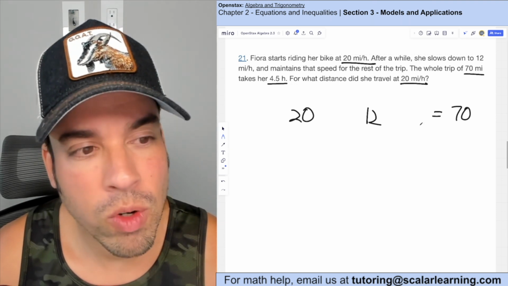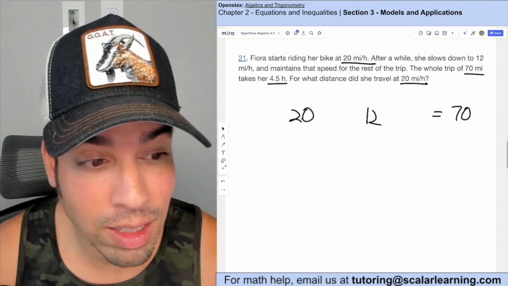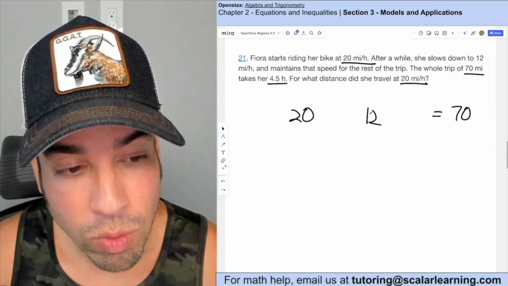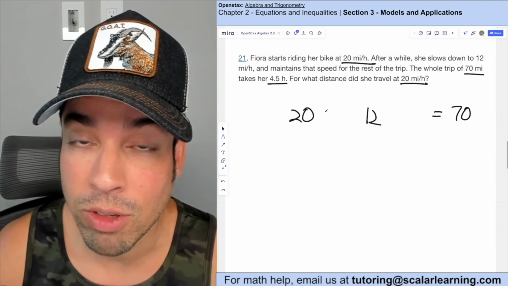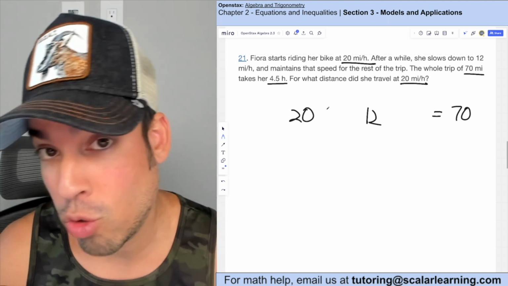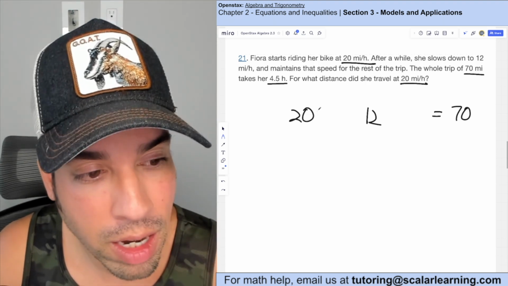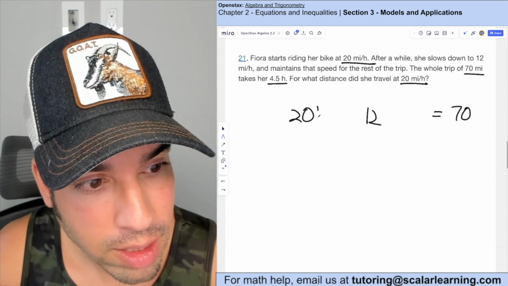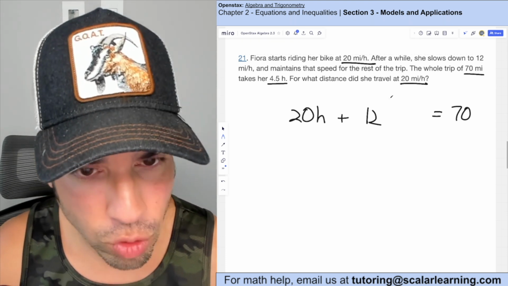So the way I'm going to break this up is this is distance. I want it to be distance on the left side as well. So over here, I've got rates. And the way I convert rates to distance is I multiply them by time. For example, 20 miles per hour times 2 hours, doing that for 2 hours, that's 40 miles you're traveling. So we can say she travels for this many hours here. And then we're traveling a certain distance at 12 miles per hour.